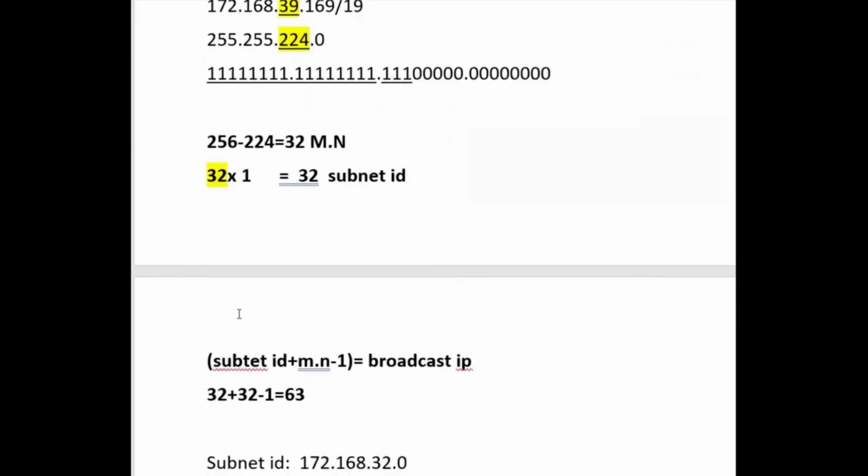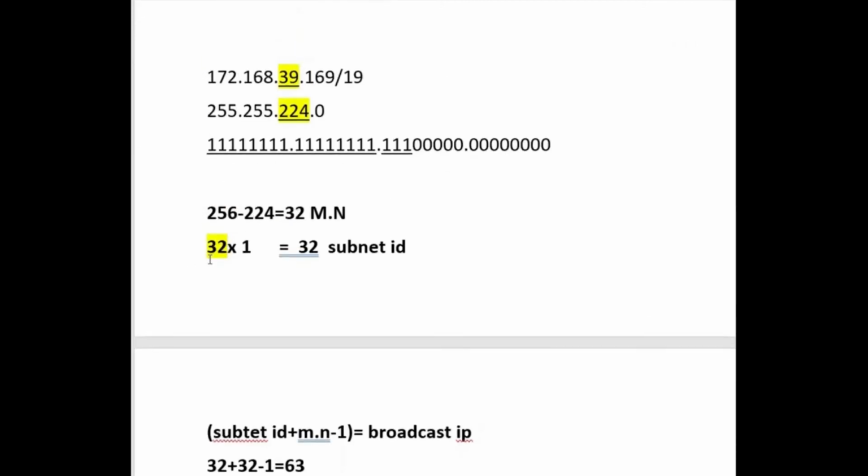So what do you do? This 32, we need to multiply with something that will give us a value. That value has to be equal to or less than this 39.